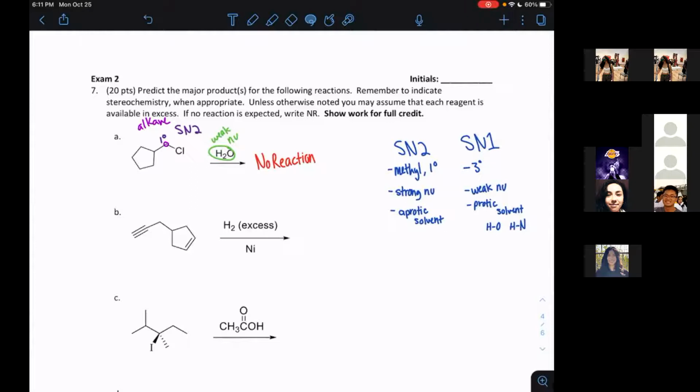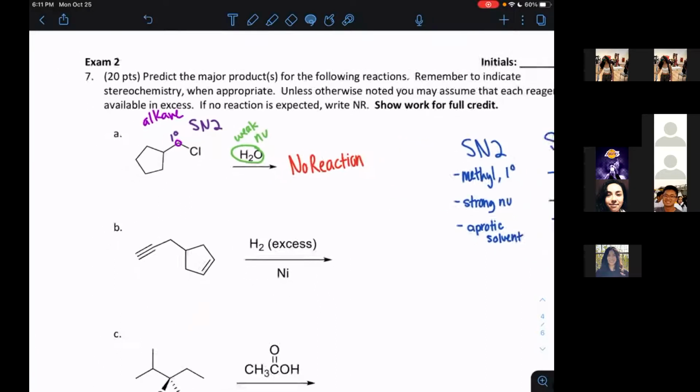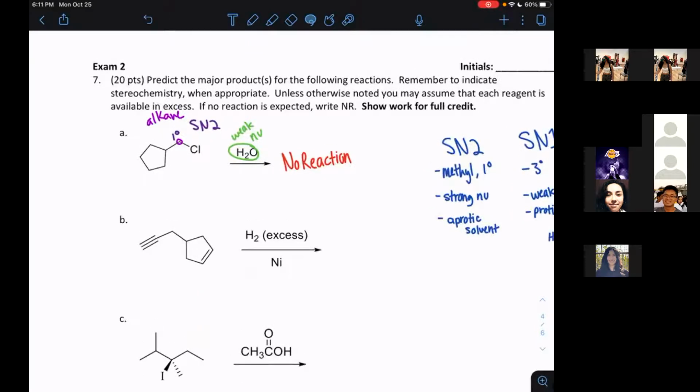And Natalie, I'm pretty sure she confirmed it was no reaction with me, for the same reason I had just explained. I don't know that an SN2 reaction would actually go through with H2O. Okay, cool, so that's that one.